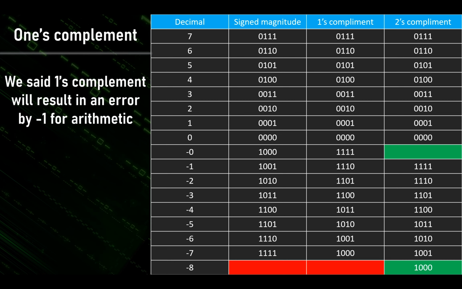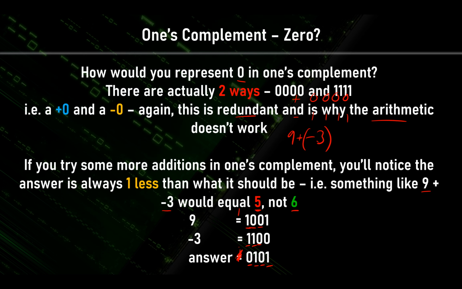Right, so if we sum up everything I've said, we said that 1's complement will result in an error of -1 for arithmetic. What I mean is that the answer it gives is going to be 1 less than the answer it should be, so we get an offset of -1, effectively.